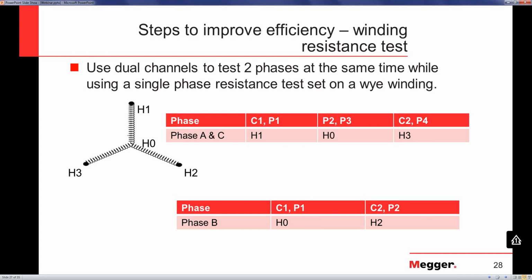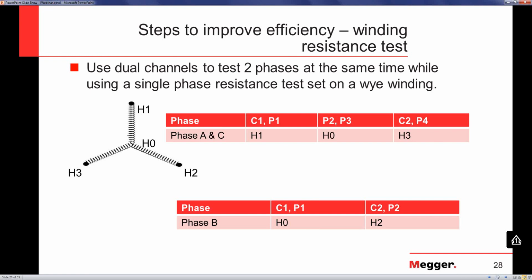Use dual channels to test two phases at the same time. This method can be used when you are using a single phase resistance test set on a Y-connected winding with an accessible neutral. If your test set has two voltage channels, what you can do is connect one voltage channel across one phase, connect the second voltage channel across the other phase, and inject the current from one phase, take it out from the other.